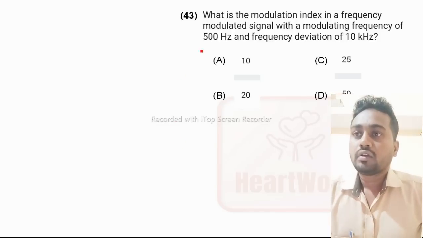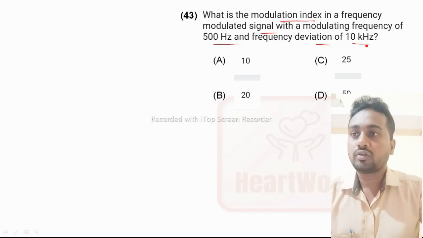Next, what is the modulation index in a frequency modulated signal with a modulating frequency of 500 Hz and a frequency deviation of 10 kilohertz?